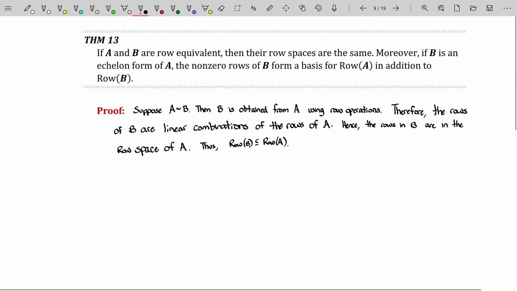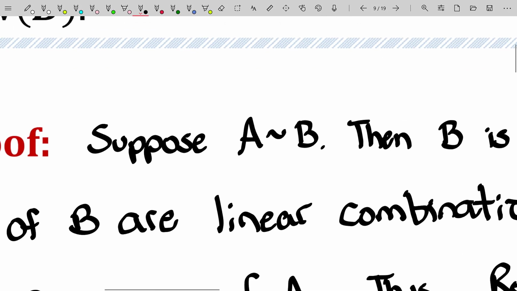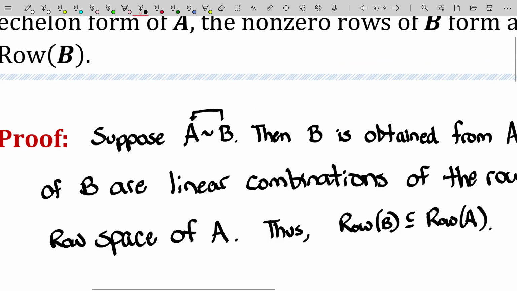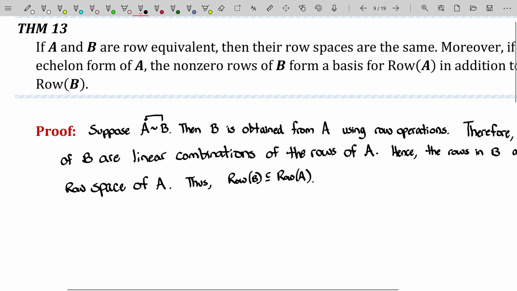However, each of these statements, I hope you observed, I was saying "and vice versa." That is, if A and B are equivalent, you can create B from A. So you could have started at B and ended up at A. And that would mean that A could be obtained from B using row operations.